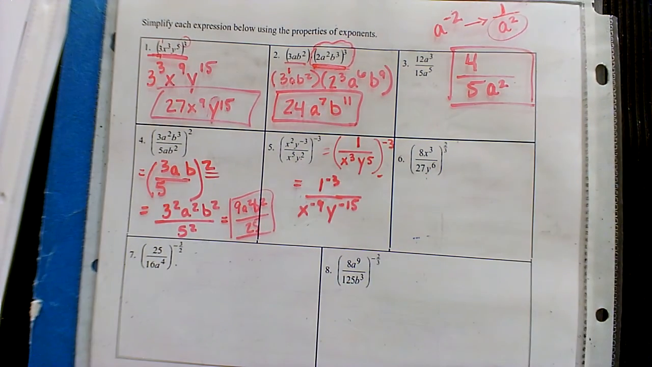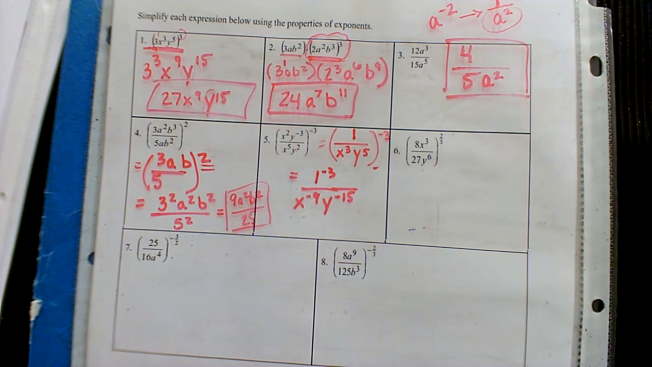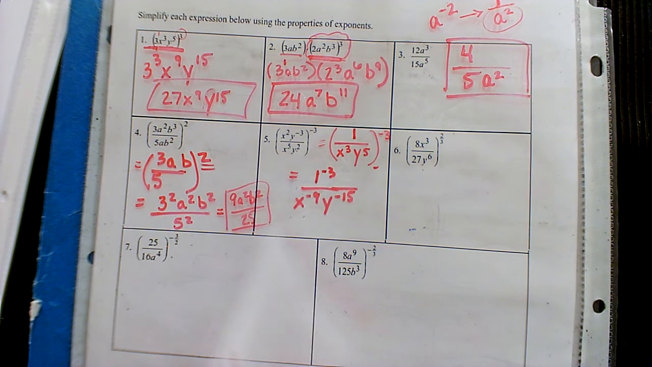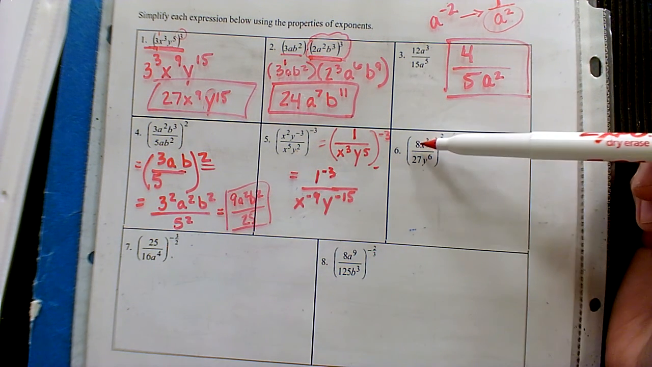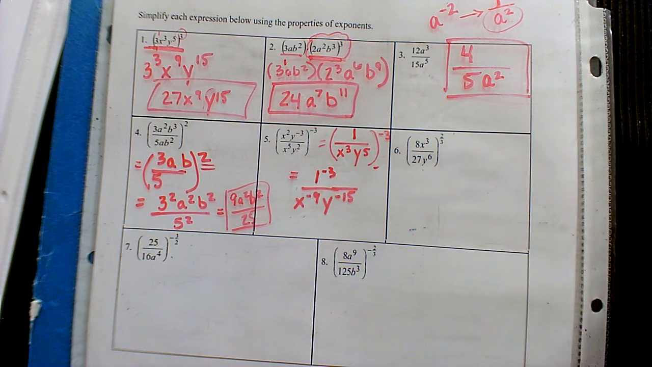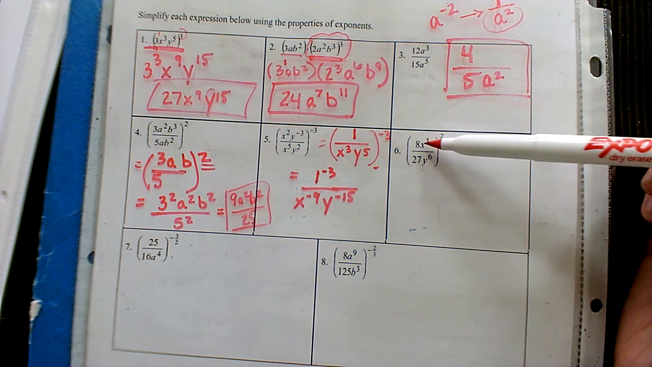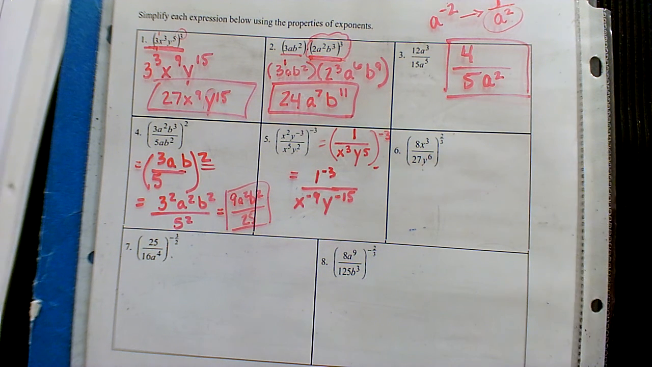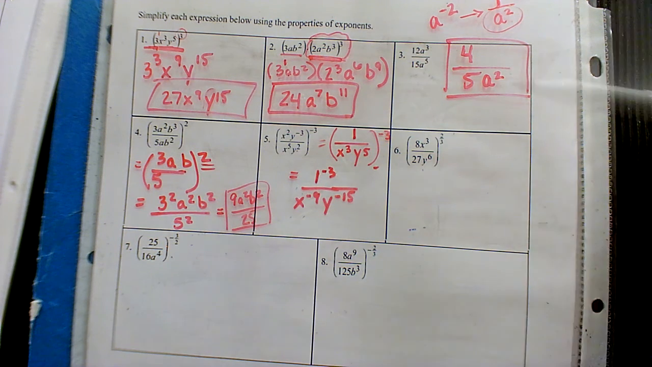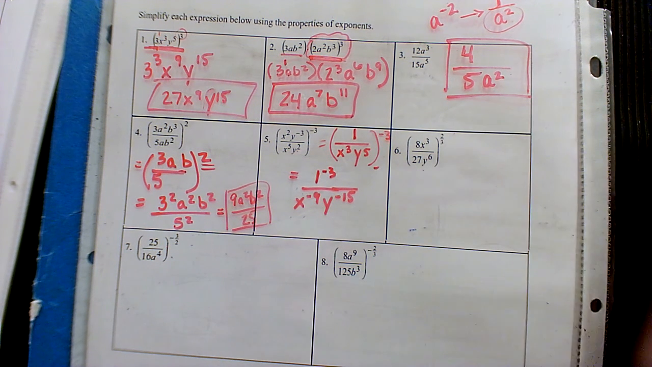All right, let's try 6. Kind of similar setup to the previous ones. If you try to simplify the inside though, notice how 8 over 27 cannot simplify, and we only have x and y as the bases. We don't have any other ones that we would have to use a property for. So it looks like the inside of this fraction cannot be simplified.